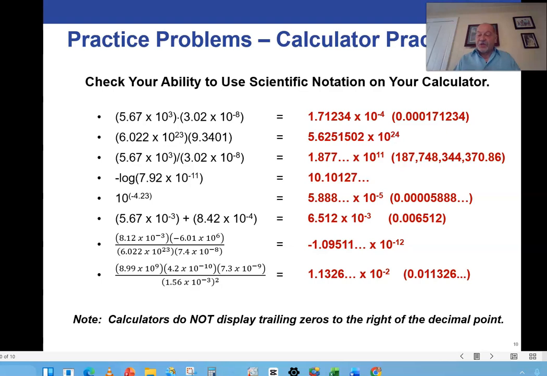1.1326 with a lot of other digits times 10 to the minus 2. This number can easily fit on most calculator displays in decimal format, so it'll look like 0.011326, etc. Make sure you get this correct. If you can do this, you can pretty much do all of the calculations with scientific notation. And with that, we'll stop here.